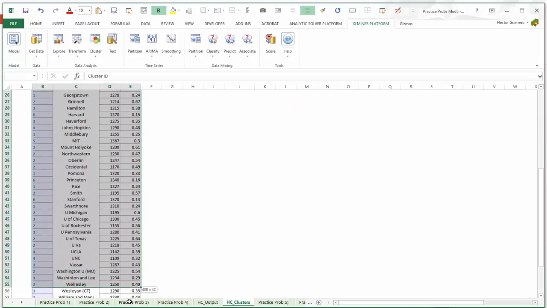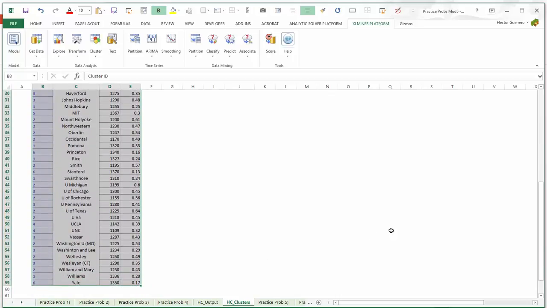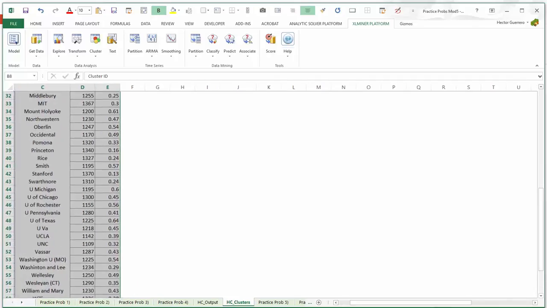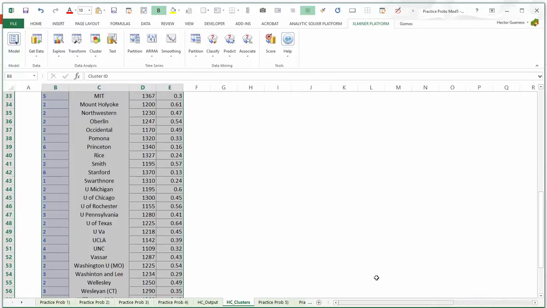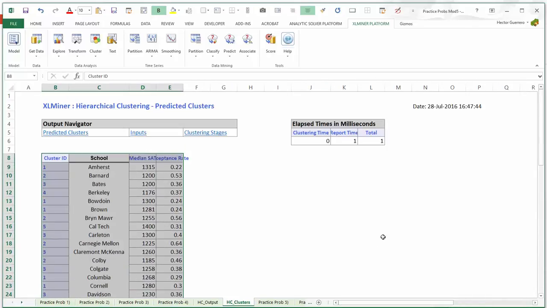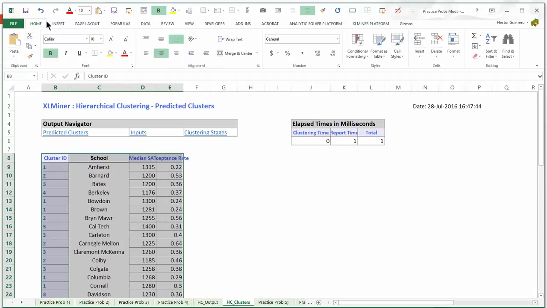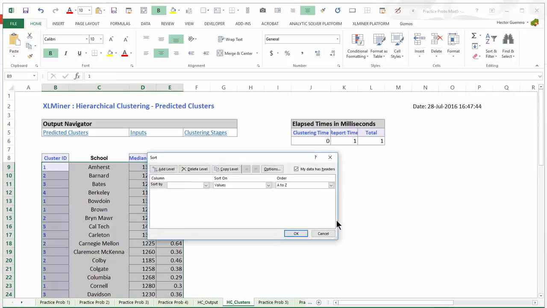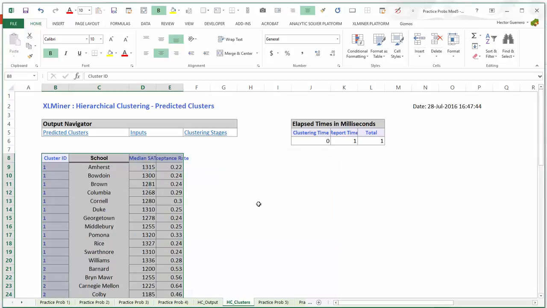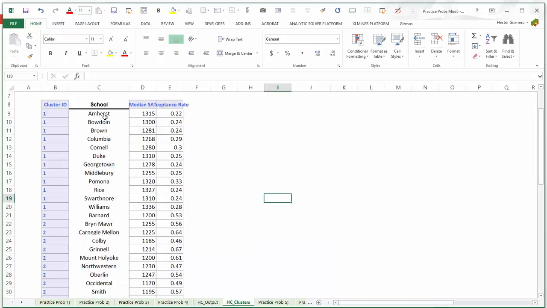perform a sort. I'm going to increase the size of this so we can see what we're doing. Let's sort this data. So I go to Home, I go to Sort, Custom Sort, and I want to sort by cluster ID. Hit OK. And here are our clusters now.